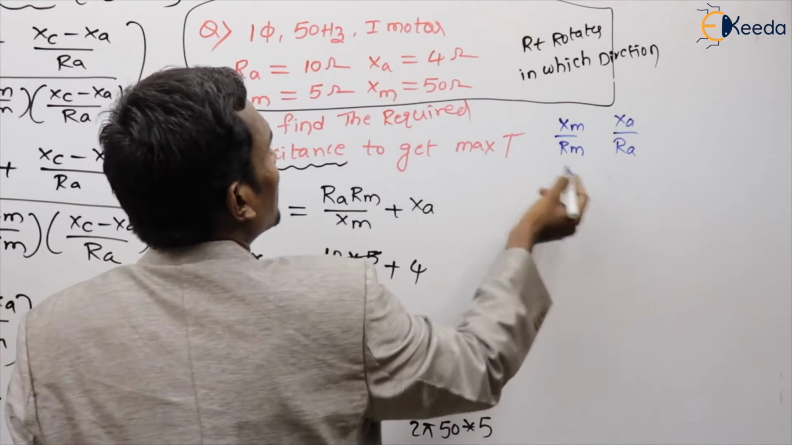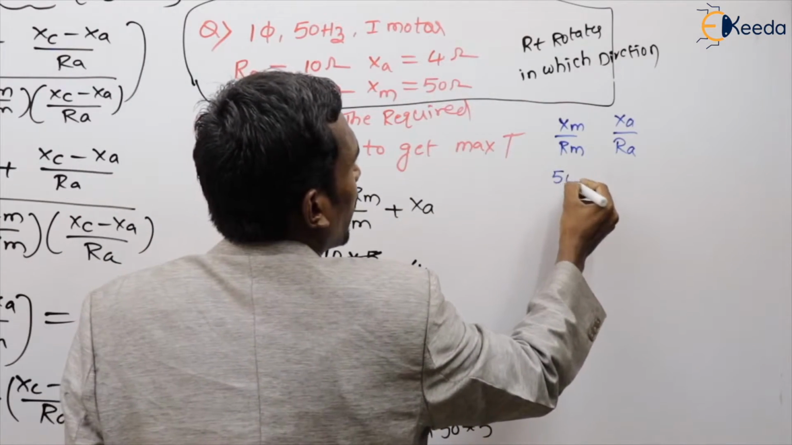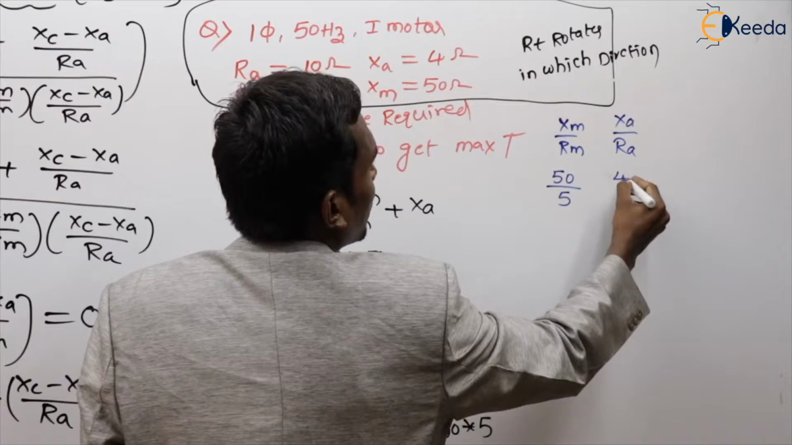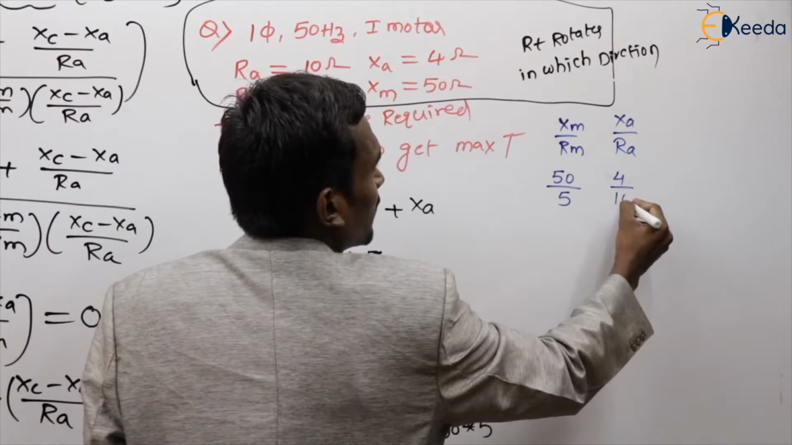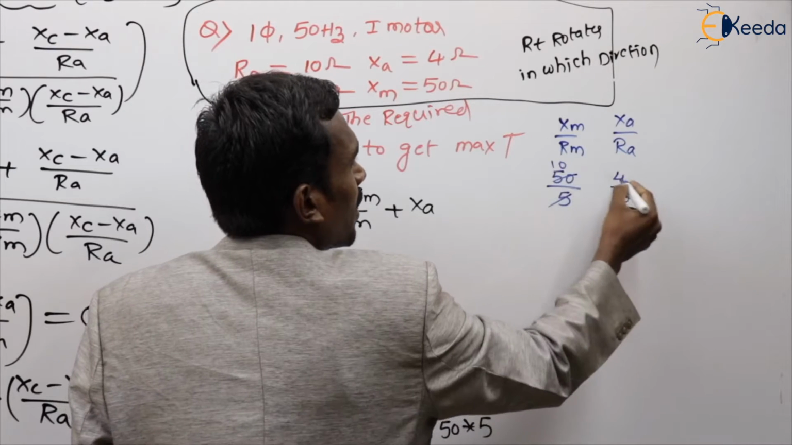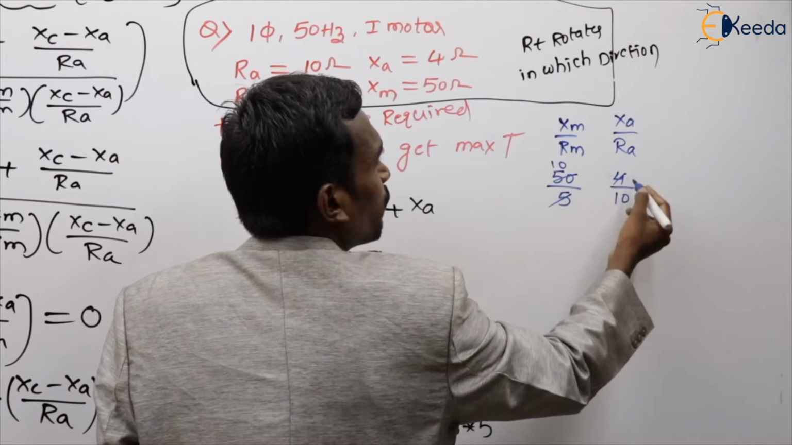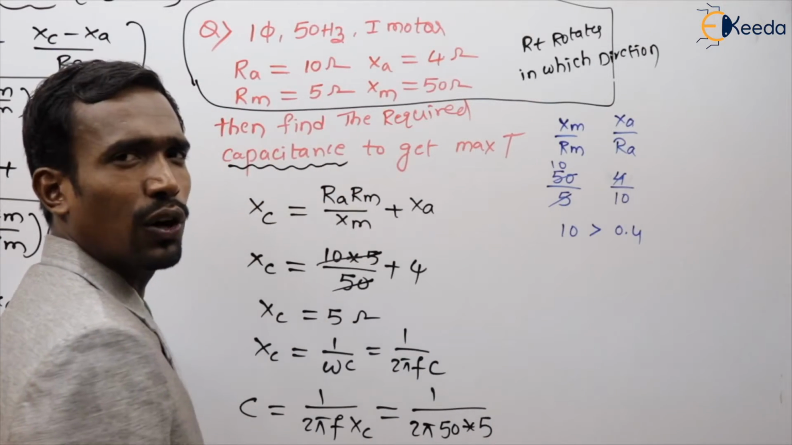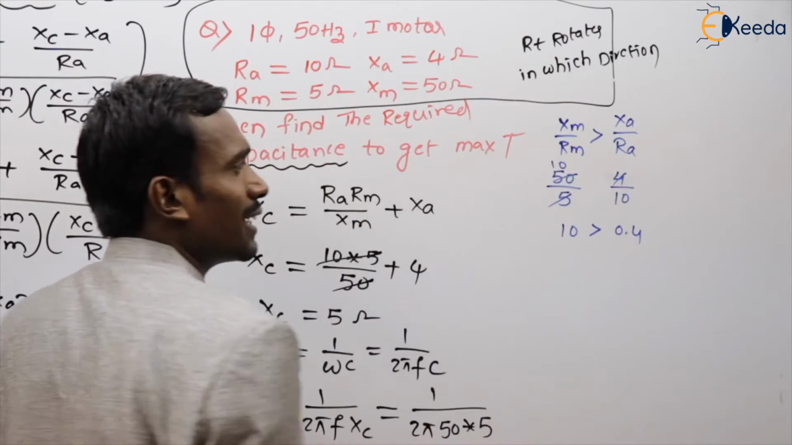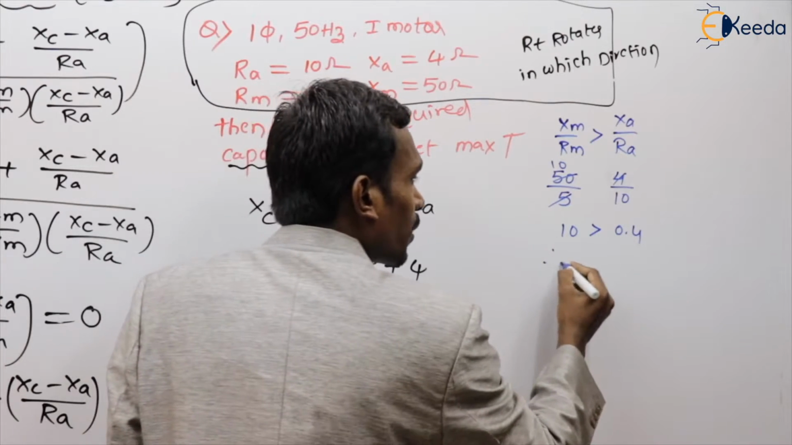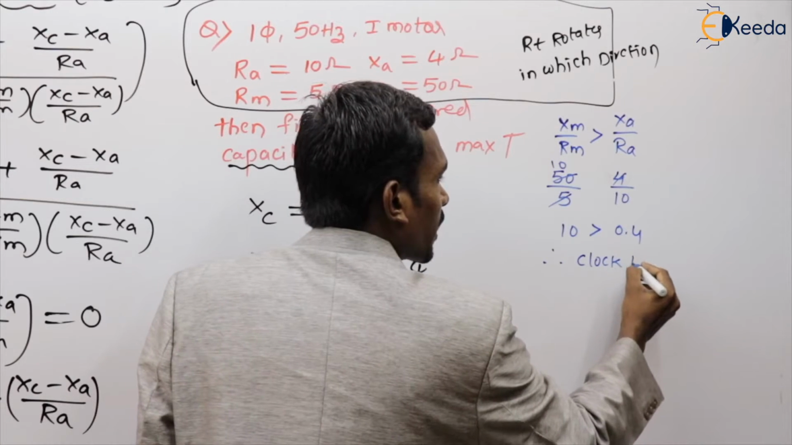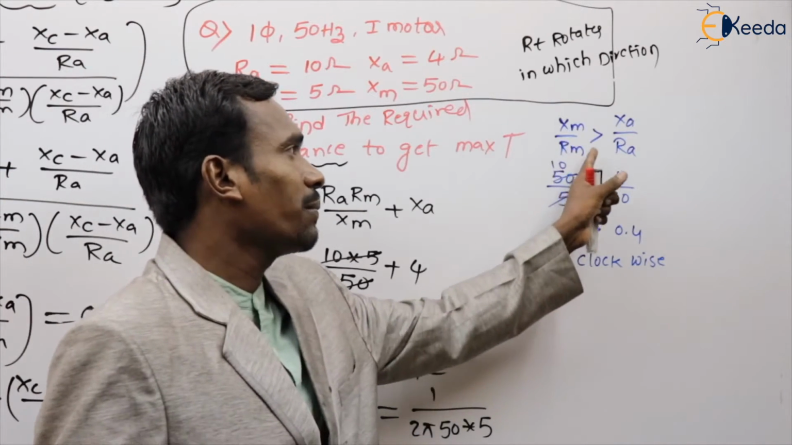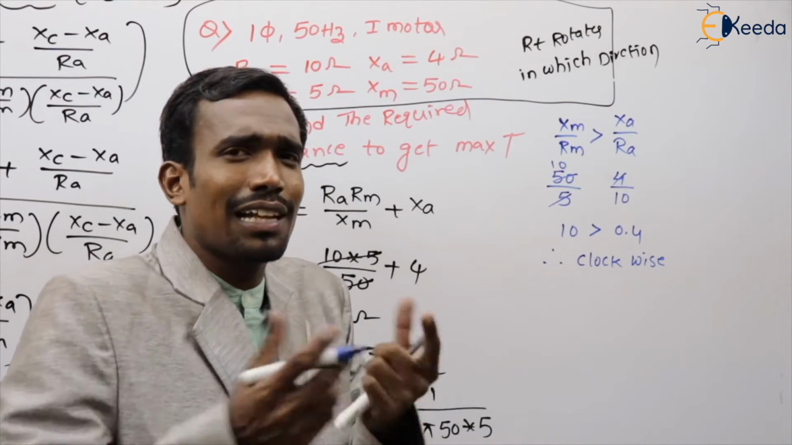Right? Tell me what is Xm by Rm. My Xm is 50 and my Rm is 5, nothing but this value is 10. And my Xa by Ra, my Xa is 4 and my Ra is 10, nothing but this value is 0.4. Here 10 is greater than 0.4. Xm by Rm is greater than Xa by Ra. That's why the rotor rotates in clockwise direction. If Xm by Rm is greater than Xa by Ra, the rotor rotates in clockwise direction.